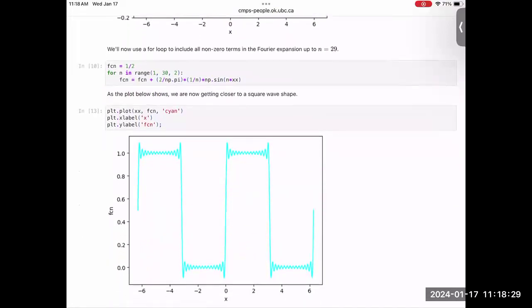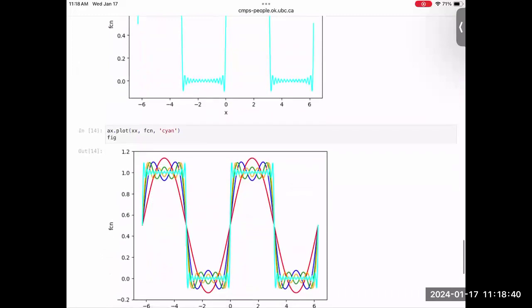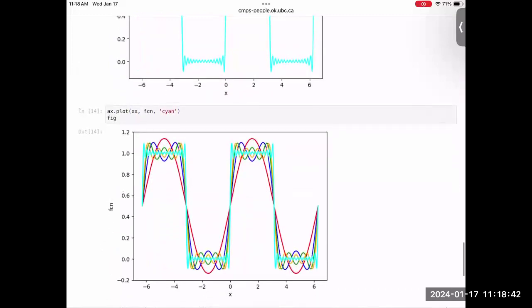And so now this is really vertical, almost a slope of infinity. And then this gets quite flat. There's still some oscillations in there, but compared to all of these other approximations, this one's getting quite close.